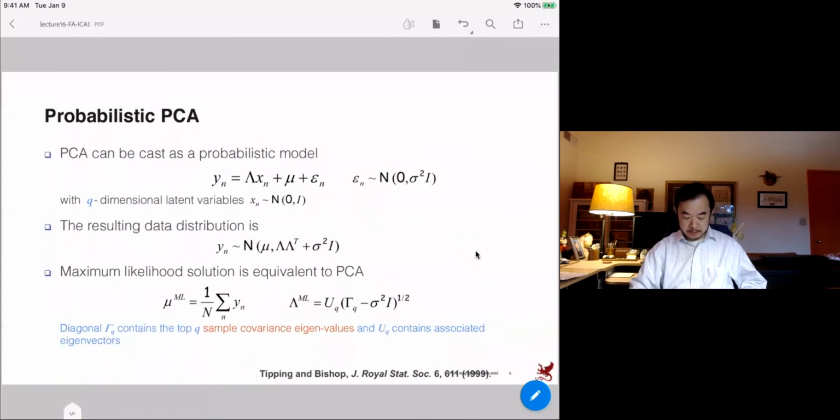known as probabilistic PCA. It is very similar to the results people get in PCA.